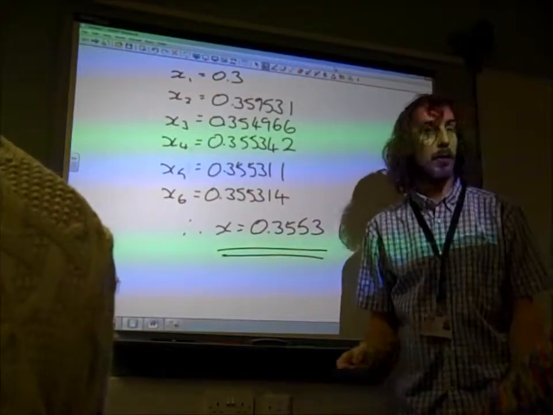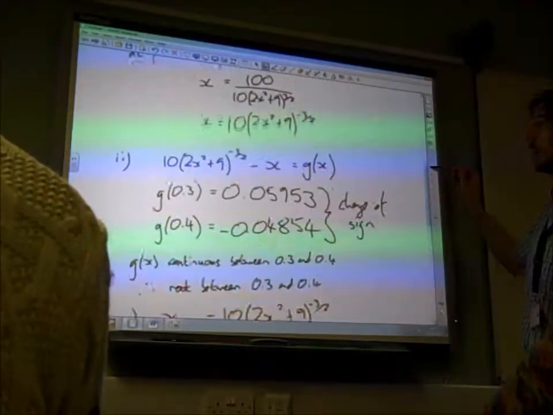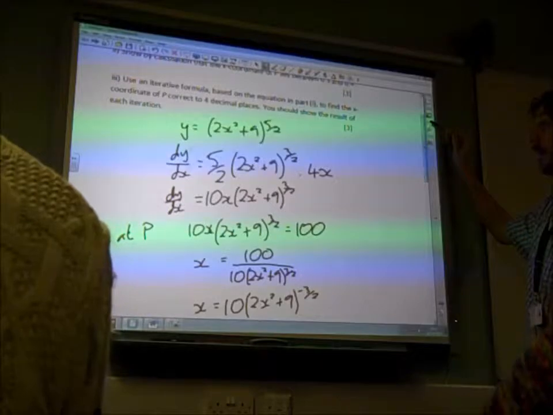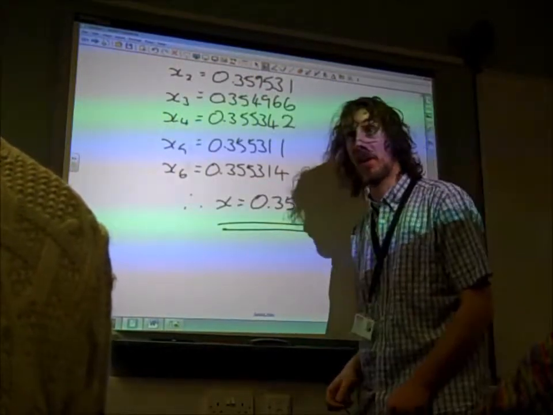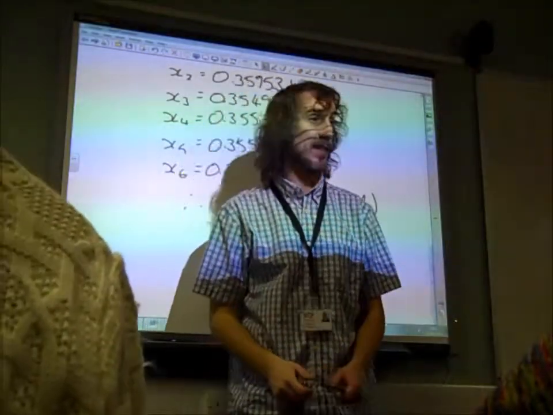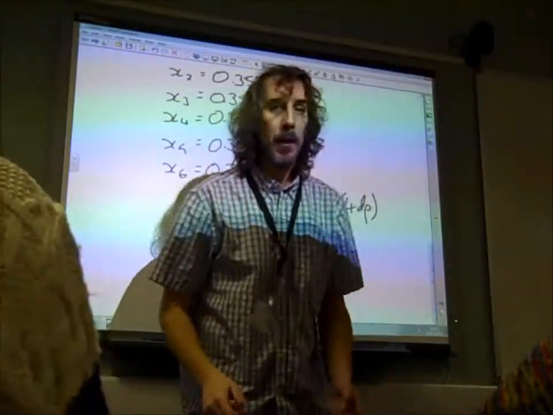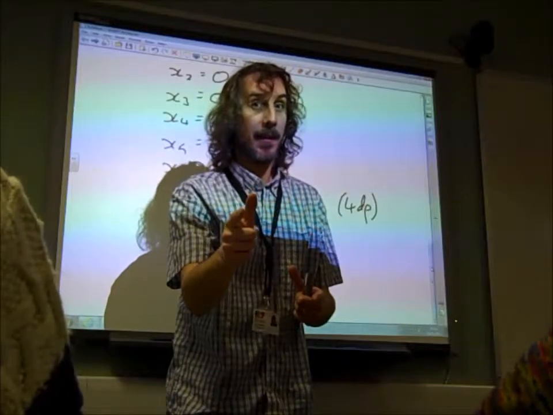Remember, you do have to show the result of each iteration. It did say you should show the result of each iteration, so we must do it. Great. We've done a little red scribble. And that's maths.